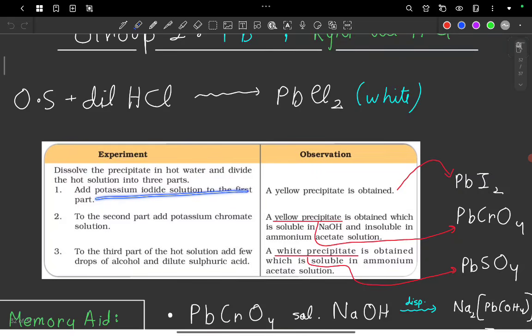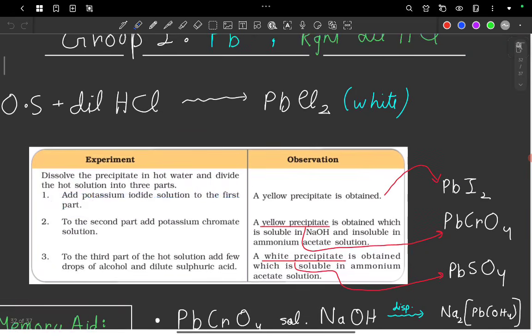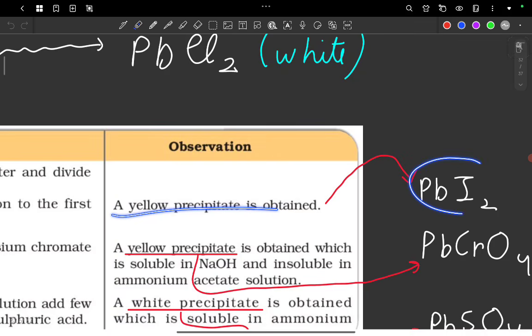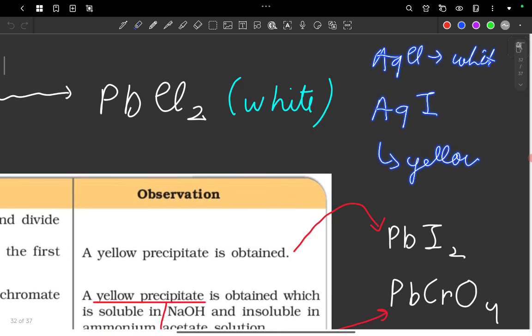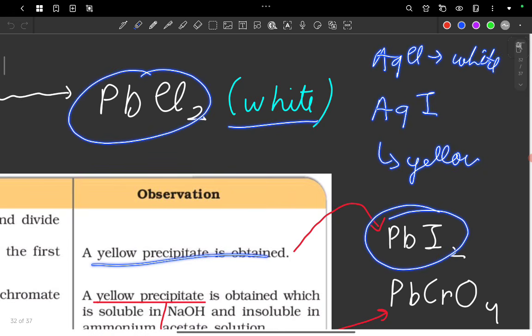Well, the first part is potassium iodide. You are supposed to add potassium iodide to the first part of the division you made, divided into three parts. A yellow precipitate is obtained. Now, if you remember in the silver nitrate test, we learned that AgI is yellow and AgCl is white. The exact same thing applies here. PbCl2 is white and PbI2 is yellow.